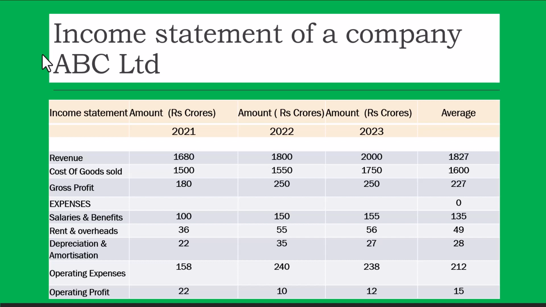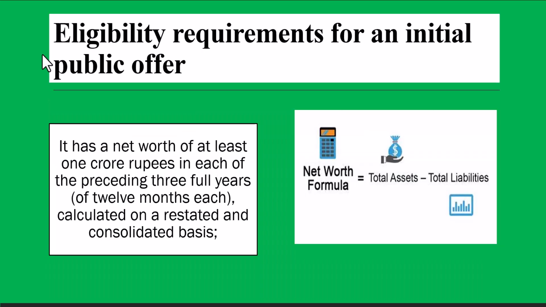Is the company making operating profit in every year, 2021, 22, 23? Yes or no? So it's making operating profit in every year, but at a decreasing rate, like 22, then 10, and then 12. That is okay. But what is the average profit they have made? Last column. 15. So that meets the criteria, isn't it? Yes. Even if you are making profits going up and down, if your average profit for the last 3 years is 15 crores, you can go for an IPO. Okay, fine. So that is what it's saying.